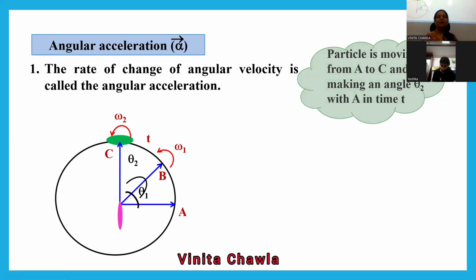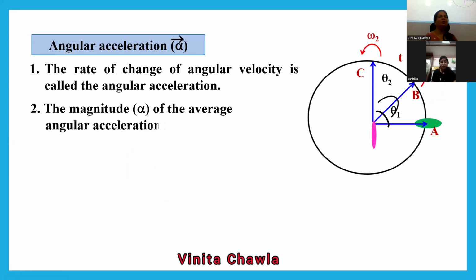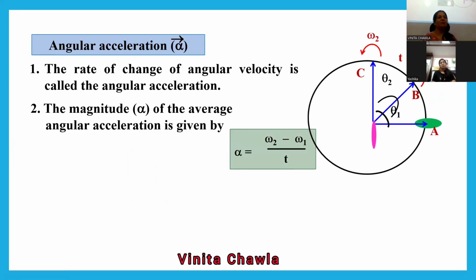ठीक है, अब क्या करेंगे? The magnitude alpha of the average angular acceleration is given by this. As we write v minus u by t, here v is replaced by omega 2 and u is replaced by omega 1 and a is replaced by alpha. Alpha is the angular acceleration. It is omega 2 minus omega 1 by t.